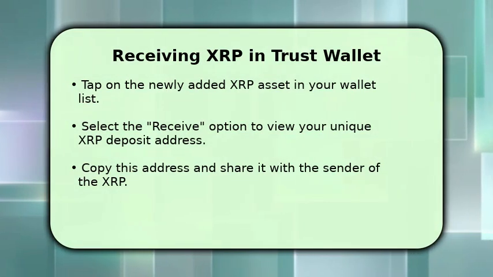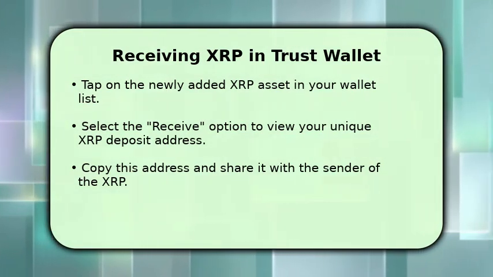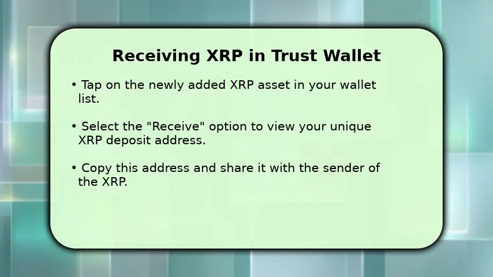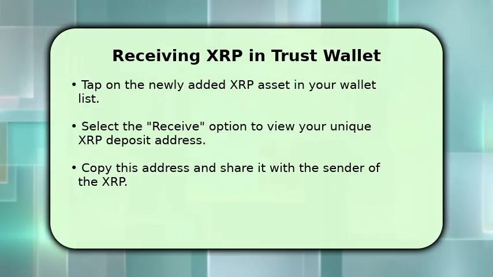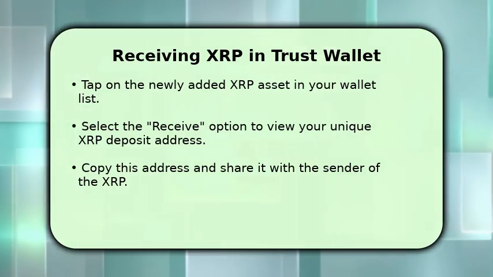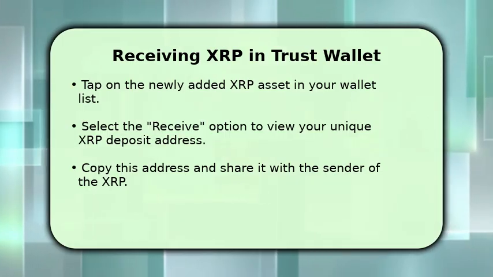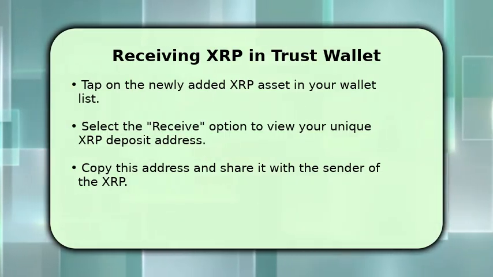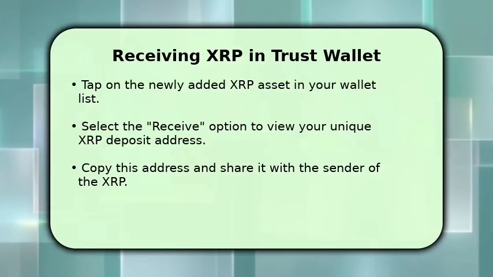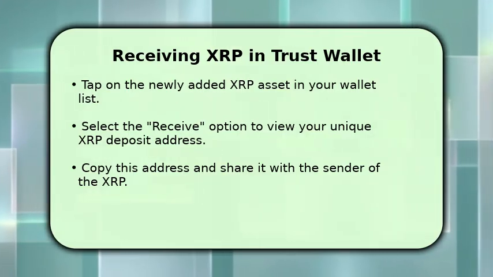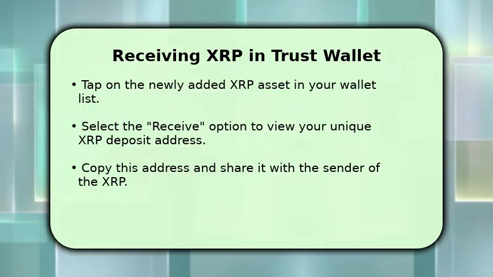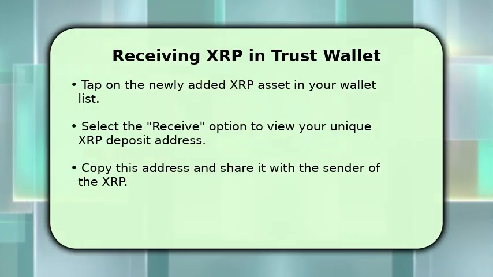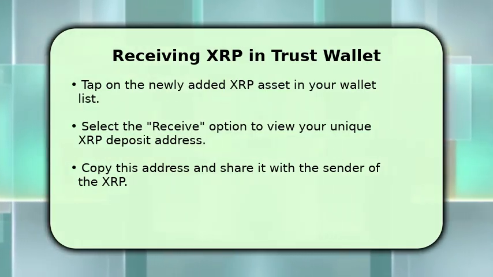Now that XRP is enabled, tap on it from your main wallet list. You will see options like Send and Receive. Choose Receive. This will display your unique XRP deposit address and a QR code. It is crucial to copy this address accurately. Share this copied address with the person or exchange sending you XRP. Always double-check the address before confirming any transaction to ensure your funds arrive safely.